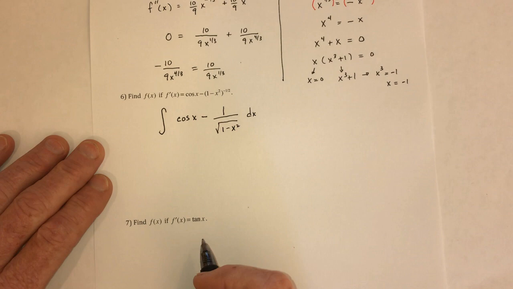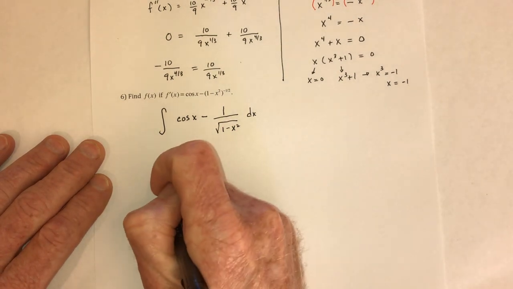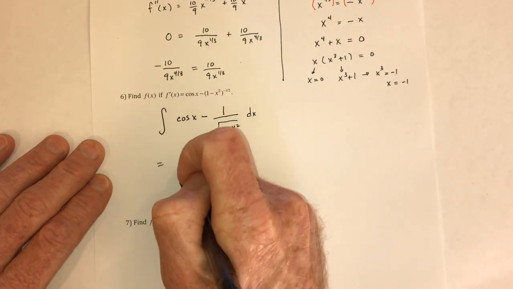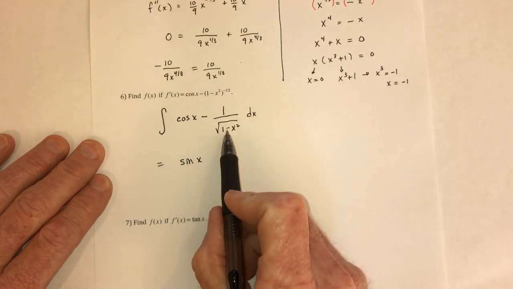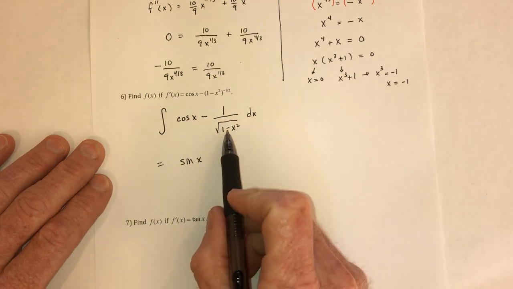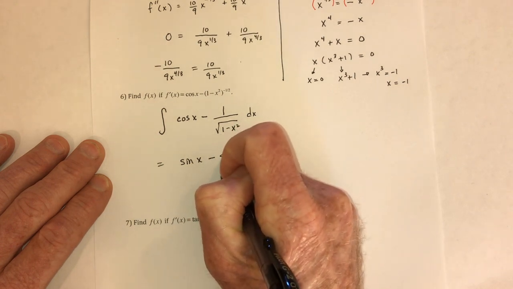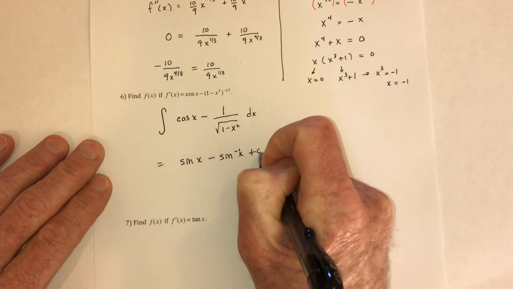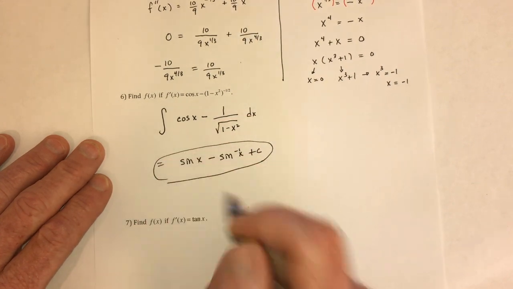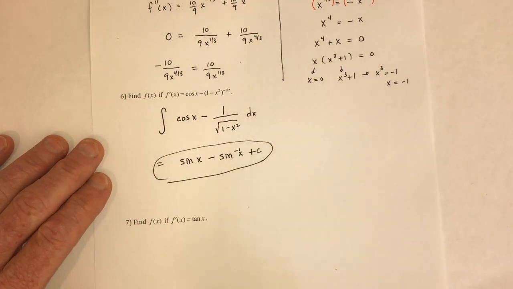And by doing that, we're almost done. Because the antiderivative of cosine is sine of x. And then this comes from the derivative of sine inverse. So minus sine inverse of x. And then put a plus c, wrap it up, and send it off.